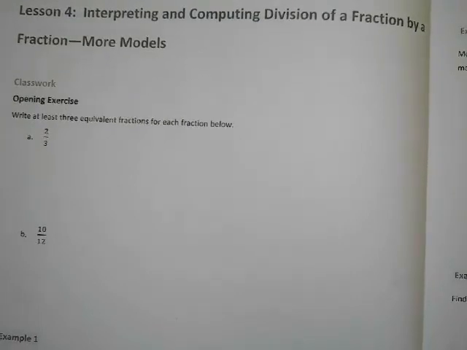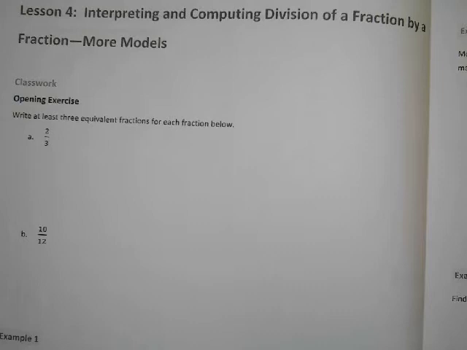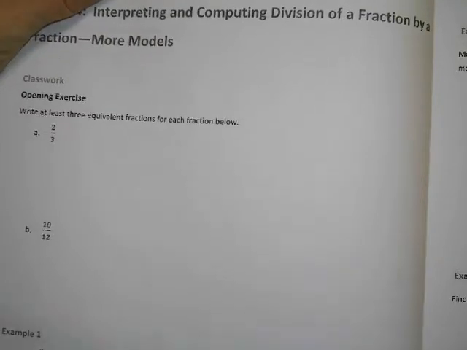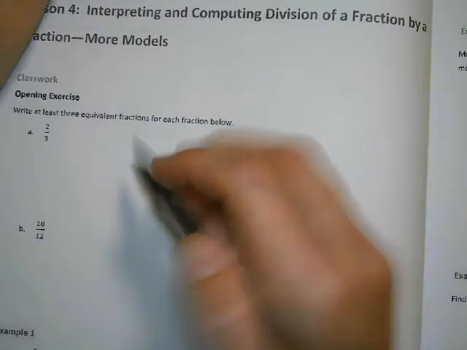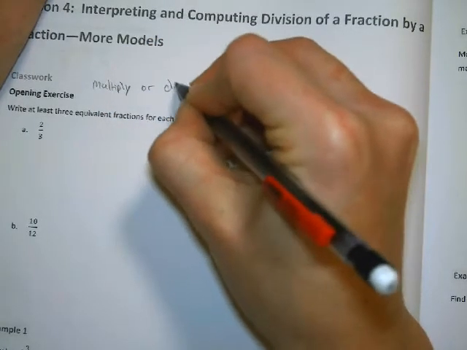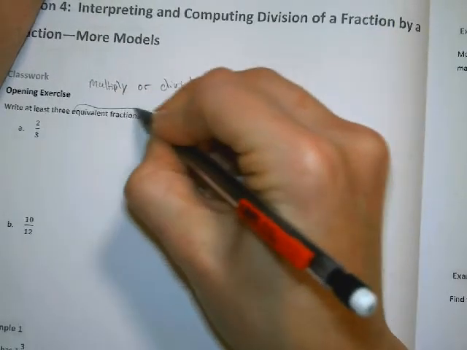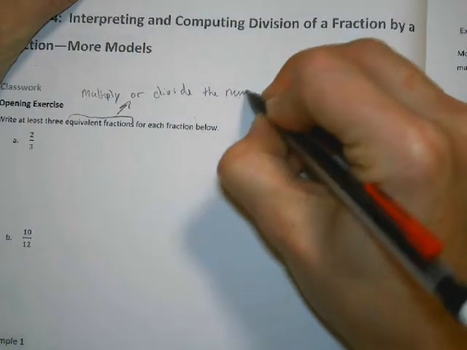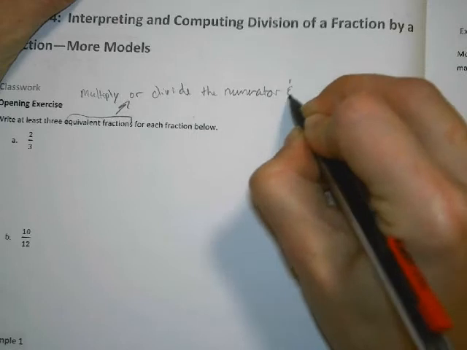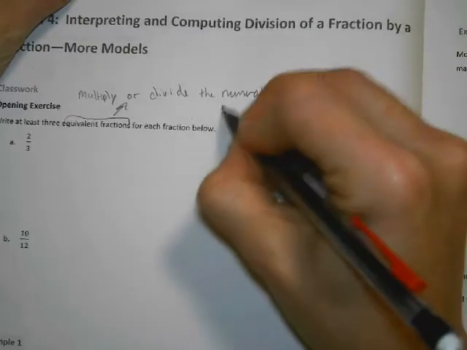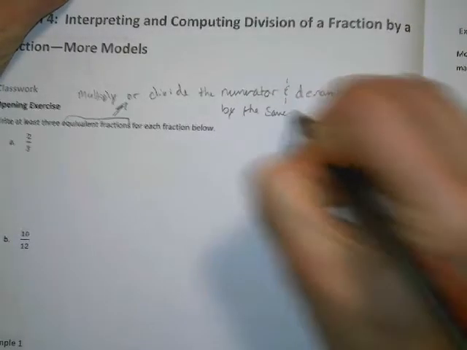Lesson 4 is continuing with interpreting and computing division of fractions by fractions and using more models. So we're looking at writing at least 3 equivalent fractions for each fraction below. In order to do an equivalent fraction, it's the same idea as an equivalent ratio. We have to multiply or divide, and again, this is for equivalent fractions, multiply or divide the numerator and denominator by the same number.